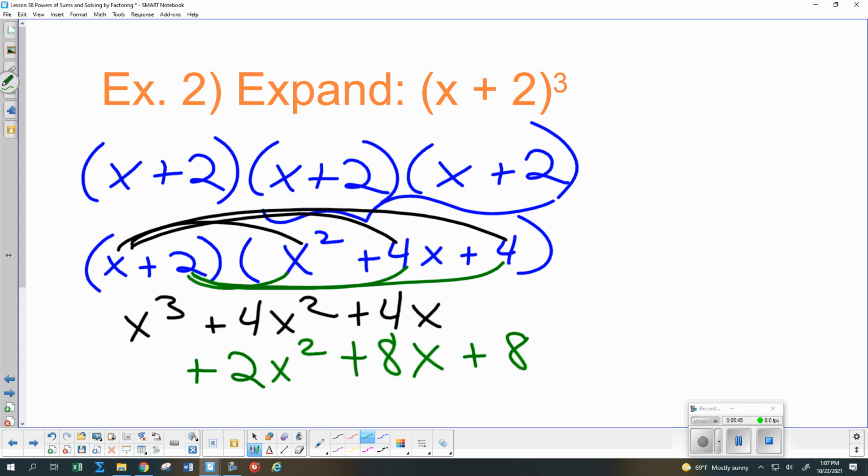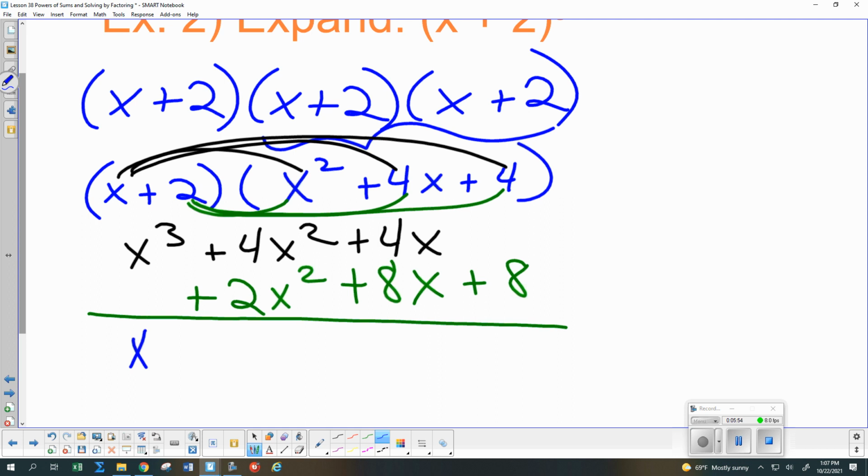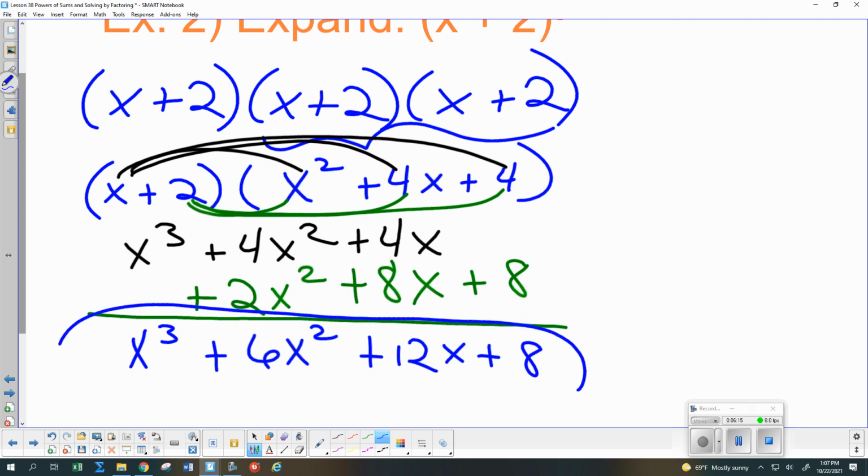And I like to write mine this way so that the like terms are lined up. It makes it a little bit easier for me when I then combine my like terms. I just have the x cubed. Janae, how many x squares do I have? 4. I have these 4x squares and these 2, so I have 6x squared. What about how many x's do I have, Elias? 12. So plus 12x. And then I only have the 8 out at the end. So this is my answer after I have cubed that binomial that we started with. Everybody feel comfortable with that? Give me thumbs up, thumbs down, or something in between.